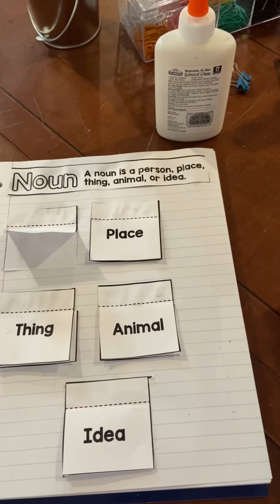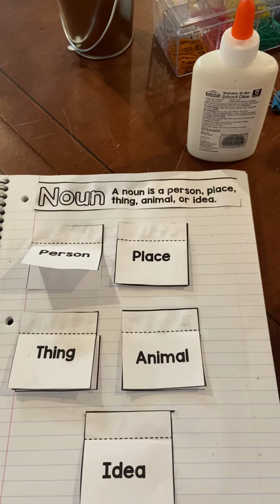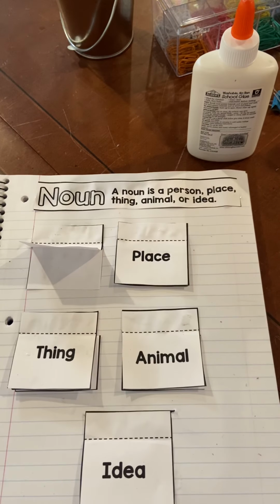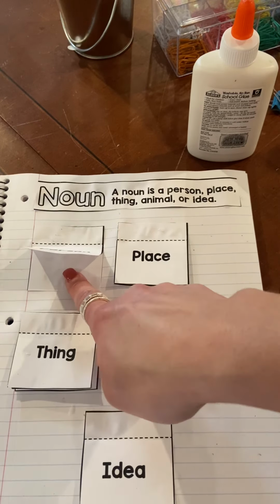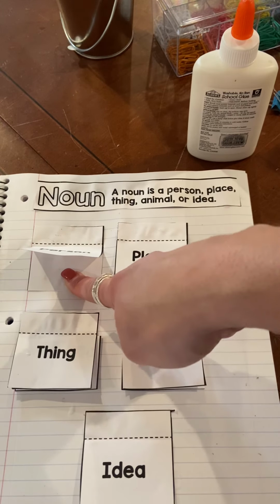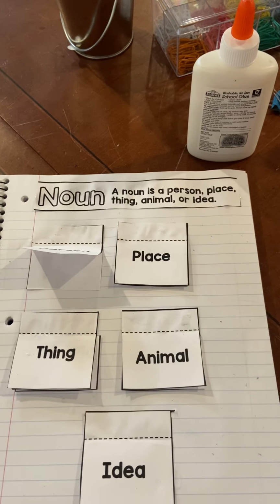Okay? So your assignment is, of course, to put this together, but then I want you to go underneath the flap and write just one word. I want you to think of a person. You can write down a specific name, or you could write down something like teacher or doctor or nurse underneath there, because that's a noun.